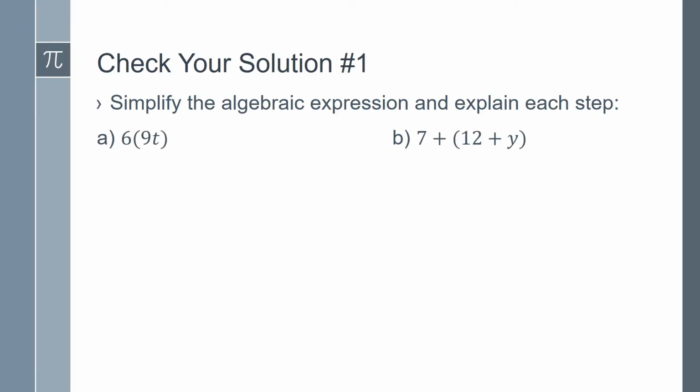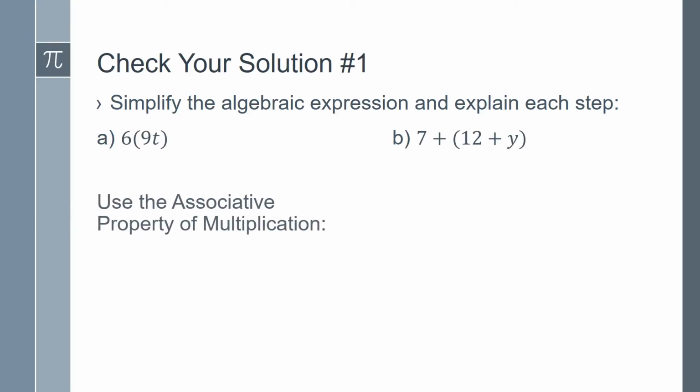Let's start with part A. The current expression is 6 times parentheses 9t. We will need to use the associative property of multiplication. We can rewrite the expression as parentheses 6 times 9 times t. 6 times 9 is 54, so this expression simplifies to 54t.